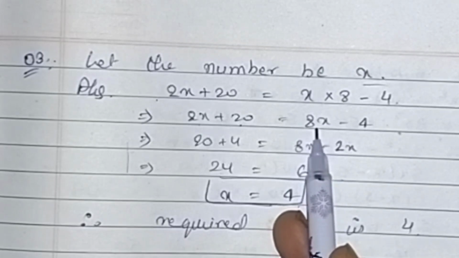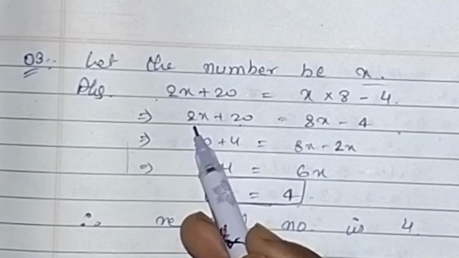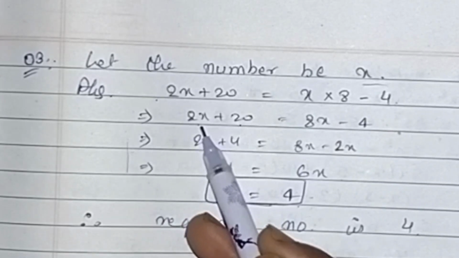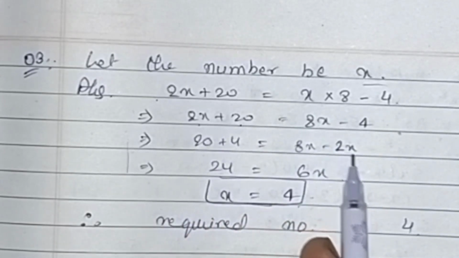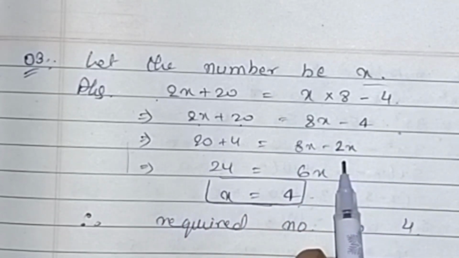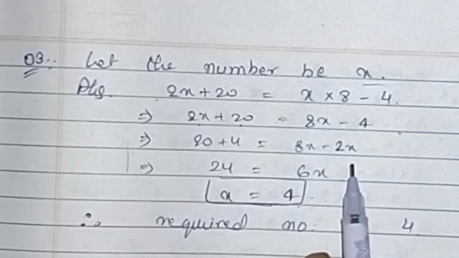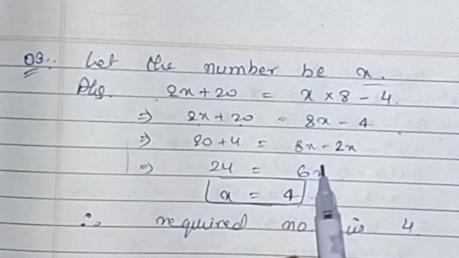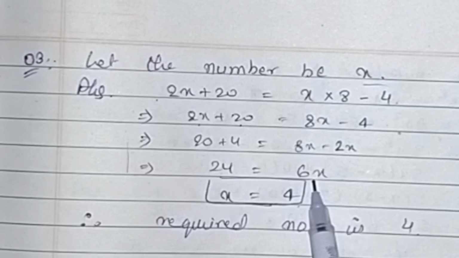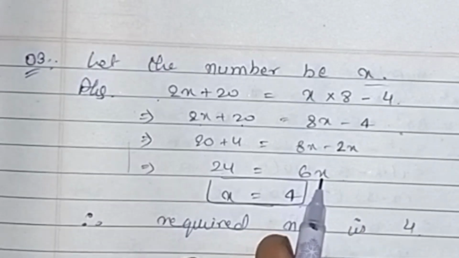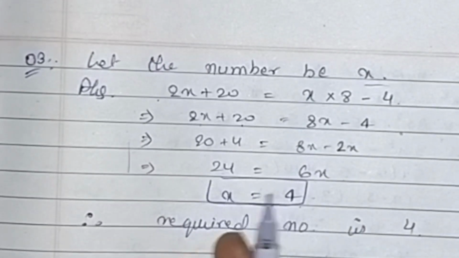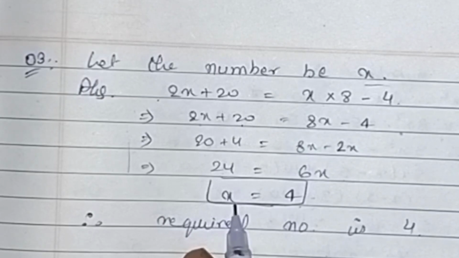When 2x comes to the right side, it gives negative 2x, and when we subtract or find the difference between 8x and 2x, we will get 6x as an answer. After that we will solve for x. We will find x is equal to 4.